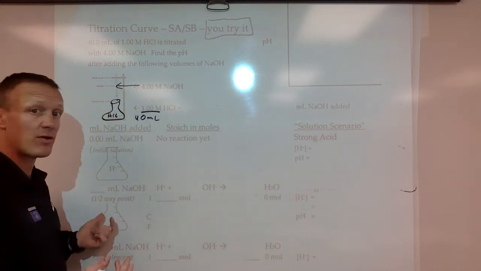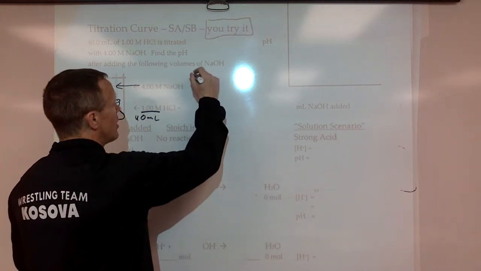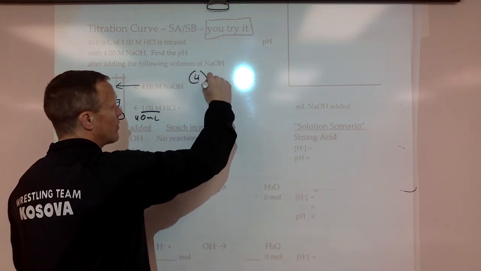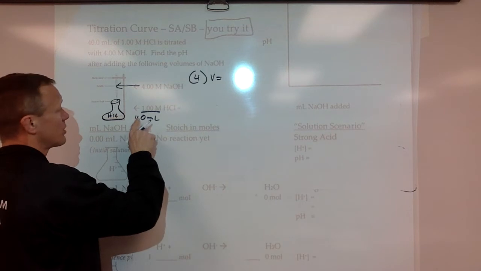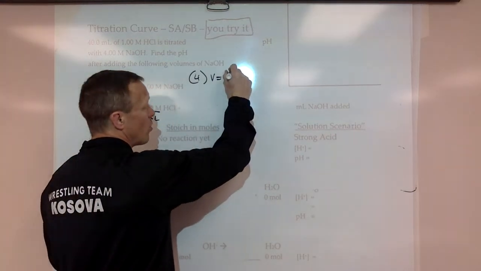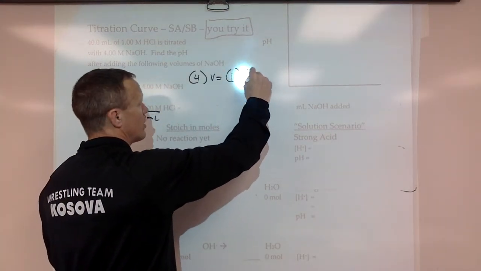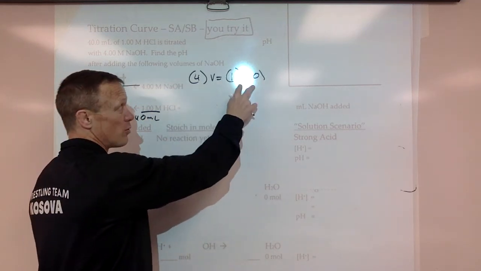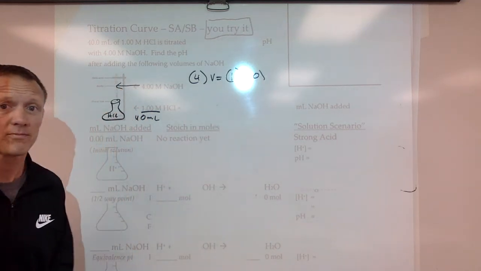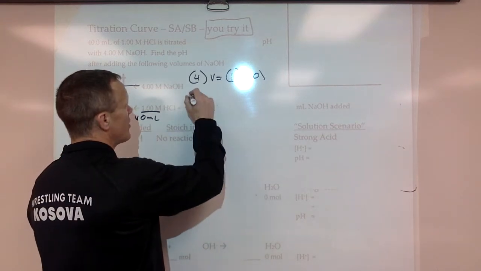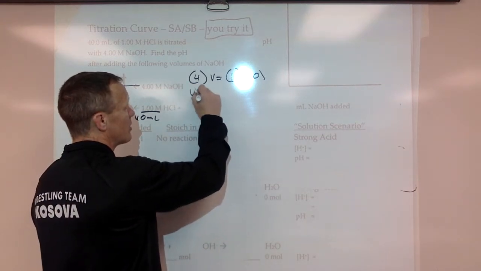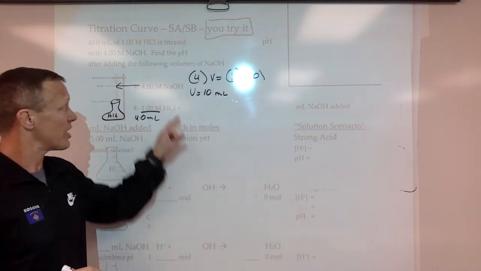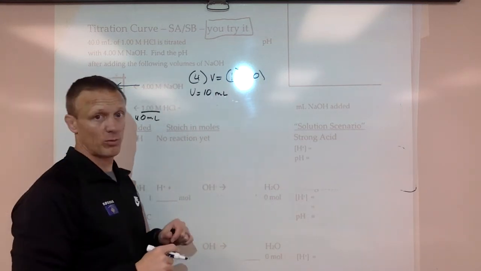Or we can do a little MV, which is what most students have done. So if we do MV for our base, we have 4 times V equals MV for our acid, 1 molar times 40 milliliters. Remember, this just means moles equals moles. Molarity times volume is moles. Sorry about the glare right there. And we get a volume of NaOH of 10 milliliters. So that is how much NaOH we'll need to get to the equivalence point.